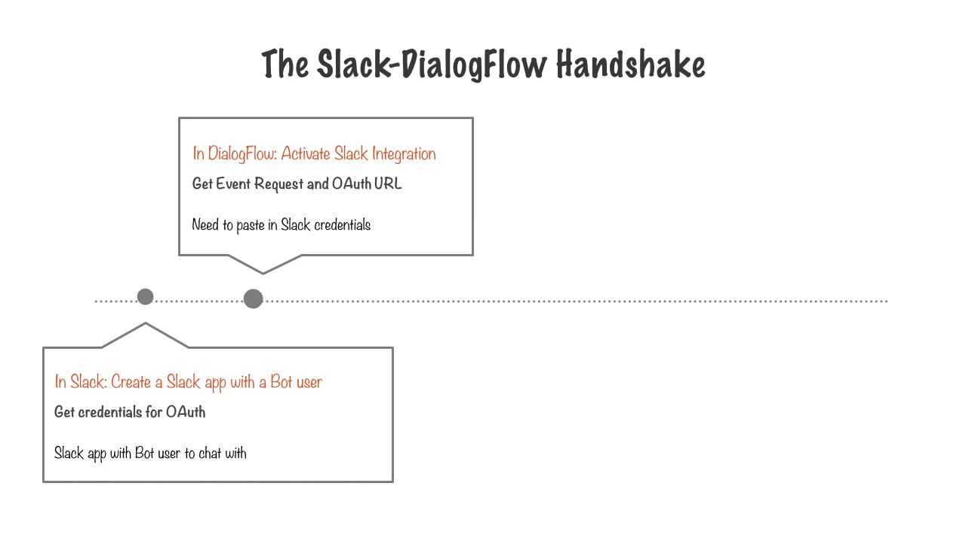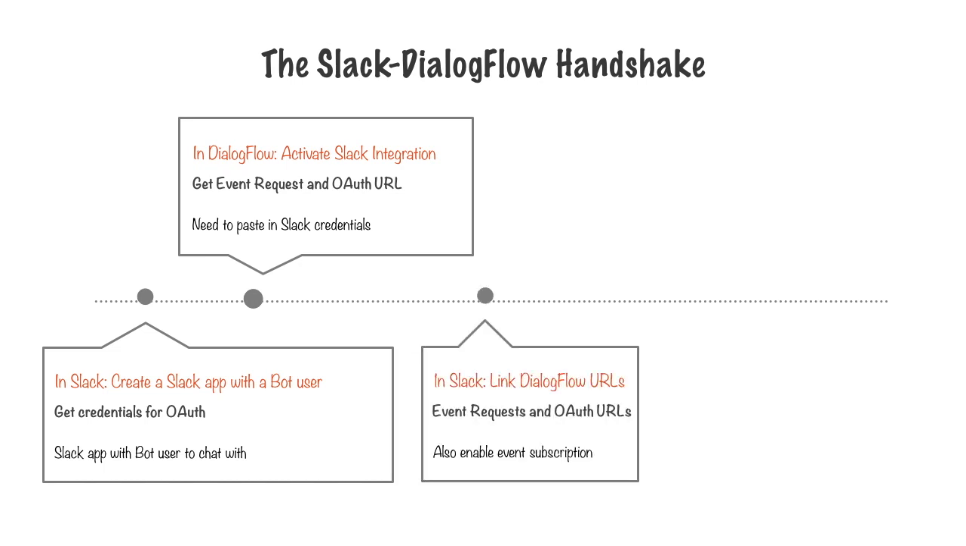Dialogflow will provide us with event request and OAuth URLs, which Slack will use in order to communicate with Dialogflow, send over messages, and so on. Once we have the basics set up on the Slack end as well as the Dialogflow end, we'll now link the Dialogflow URLs with Slack. This will allow Dialogflow to subscribe to message events from Slack and provide appropriate responses using our weatherbot.